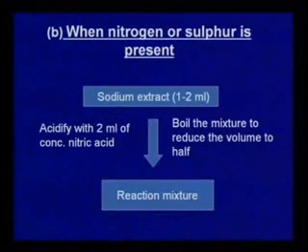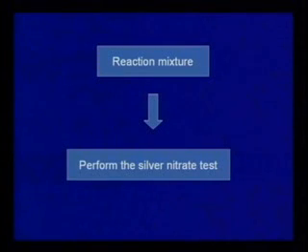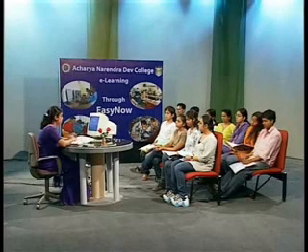Okay. Now, I told you that the silver nitrate test can be performed in two ways depending upon whether nitrogen or sulfur is present or absent. The first way we have discussed, where both of them are absent. Now we'll discuss when both of them are present. In that case you have to take 1 to 2 ml of sodium extract and acidify it with 2 ml of, here, concentrated nitric acid. Then you have to boil the mixture to reduce the volume to half. Now with this reaction mixture you have to perform the silver nitrate test. That means you add silver nitrate to the reaction mixture and look out for which type of precipitate you are getting, so that you can find out whether the halogen is chlorine, bromine or iodine.